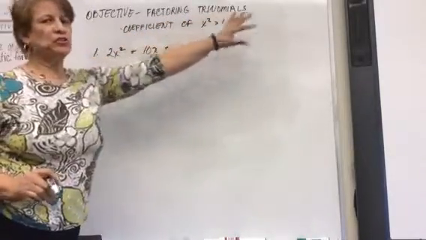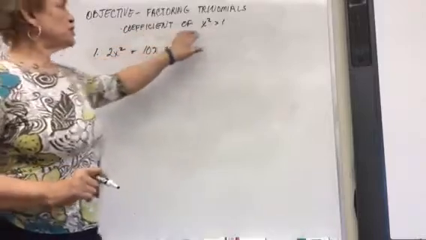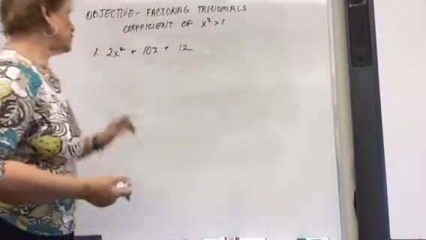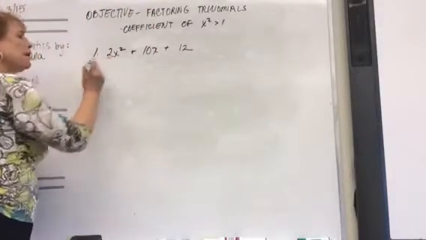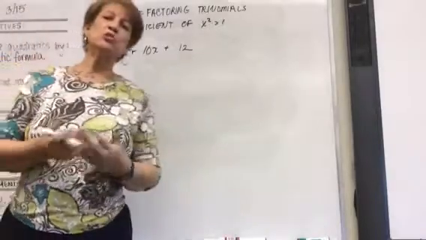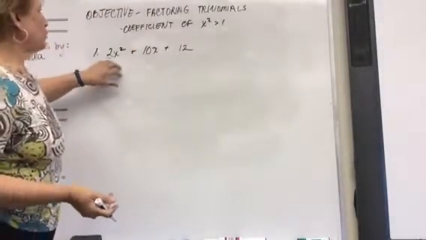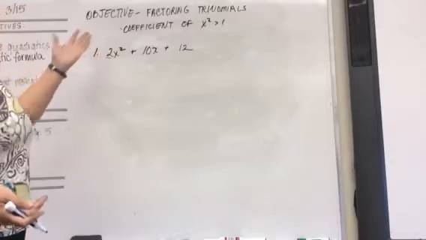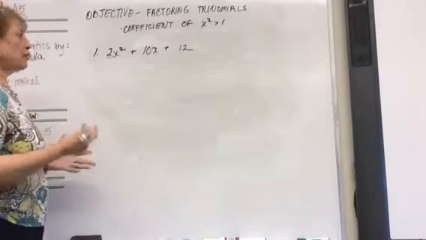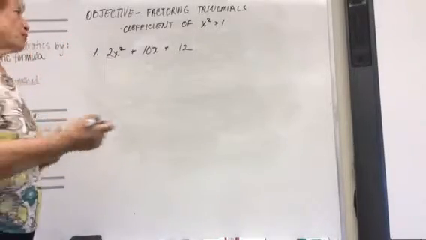We're now going to be factoring trinomials in which the coefficient of x squared is going to be greater than 1. Notice here that we have a 2. In the past, we had an understood 1. But now our coefficients are going to be greater than 1. Now, here's how we work these problems.